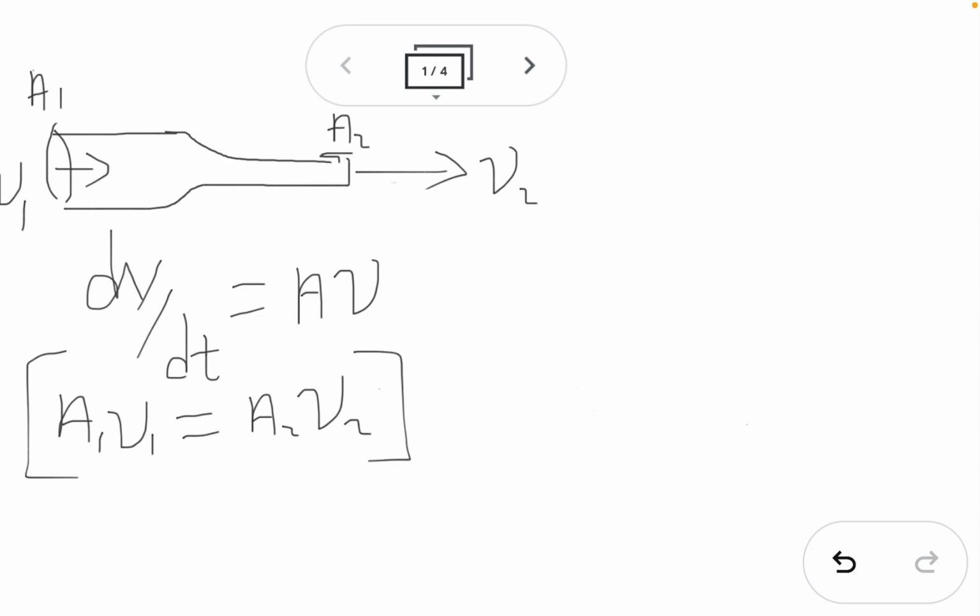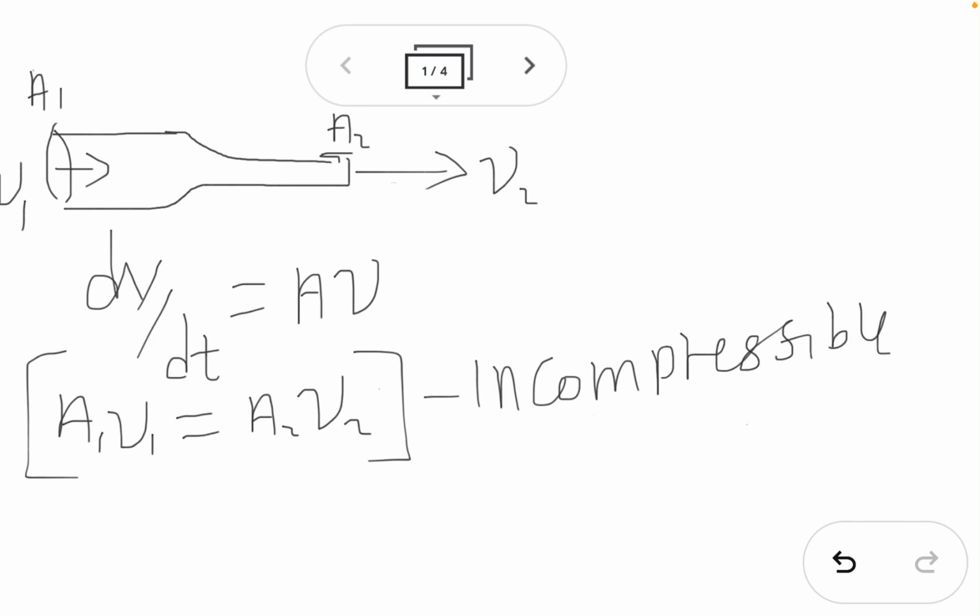Okay, so this is for incompressible fluids. Now if the fluid is compressible, okay, if the fluid is compressible, we are simply saying that the density is not the same at all points through the tube. It means there's a variation of the density or the mass as the fluid is passing through the tube.